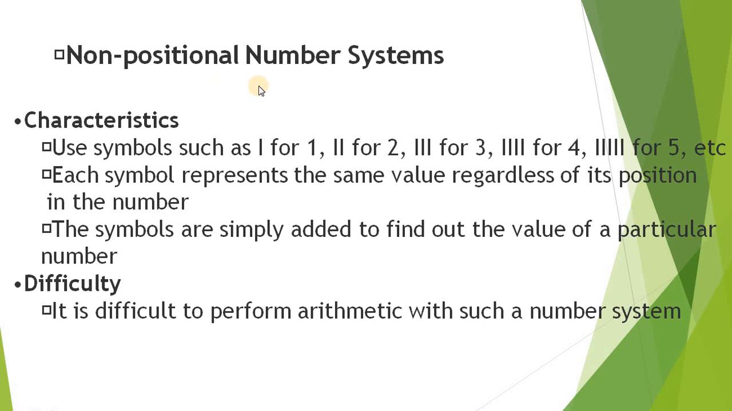In the non-positional number system we use just some symbols like 1 for 1, 2 for 2, 3 for 3 and so on, or the example of Roman numerals you can take. We use these symbols and it uses the additive approach. That means we go on adding these symbols and each symbol represents the same value regardless of its position in the number. So in the non-positional number system the symbols don't have any specific value, or the place value is not present.